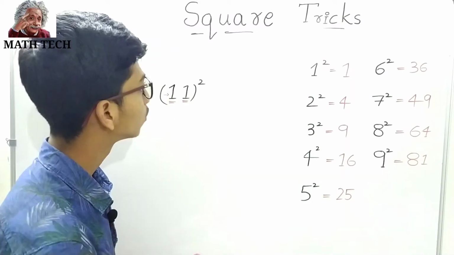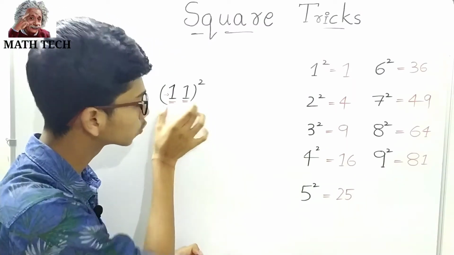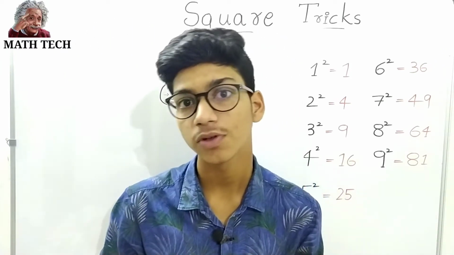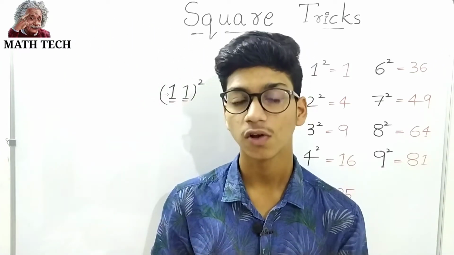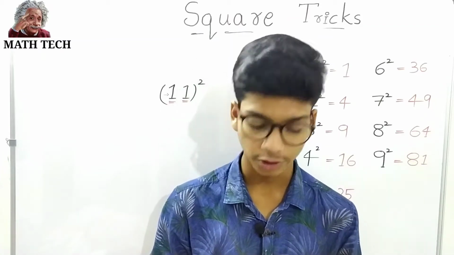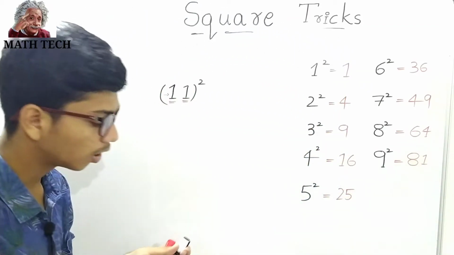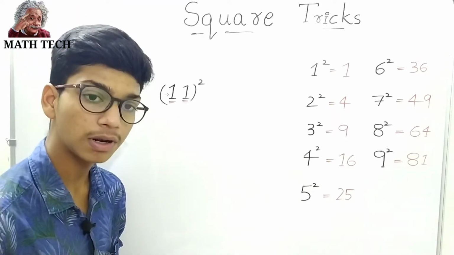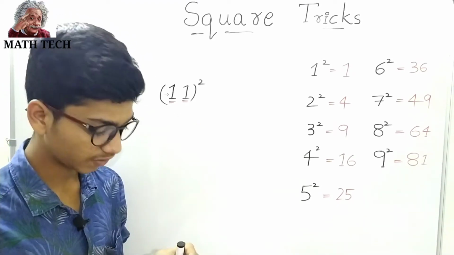So we should find the 2-digit number square by a trick. In so many competitive exams, we don't have the time to solve these squares, so in such cases, these tricks are very useful. To examine this trick, let us take a simple 2-digit number, 11.